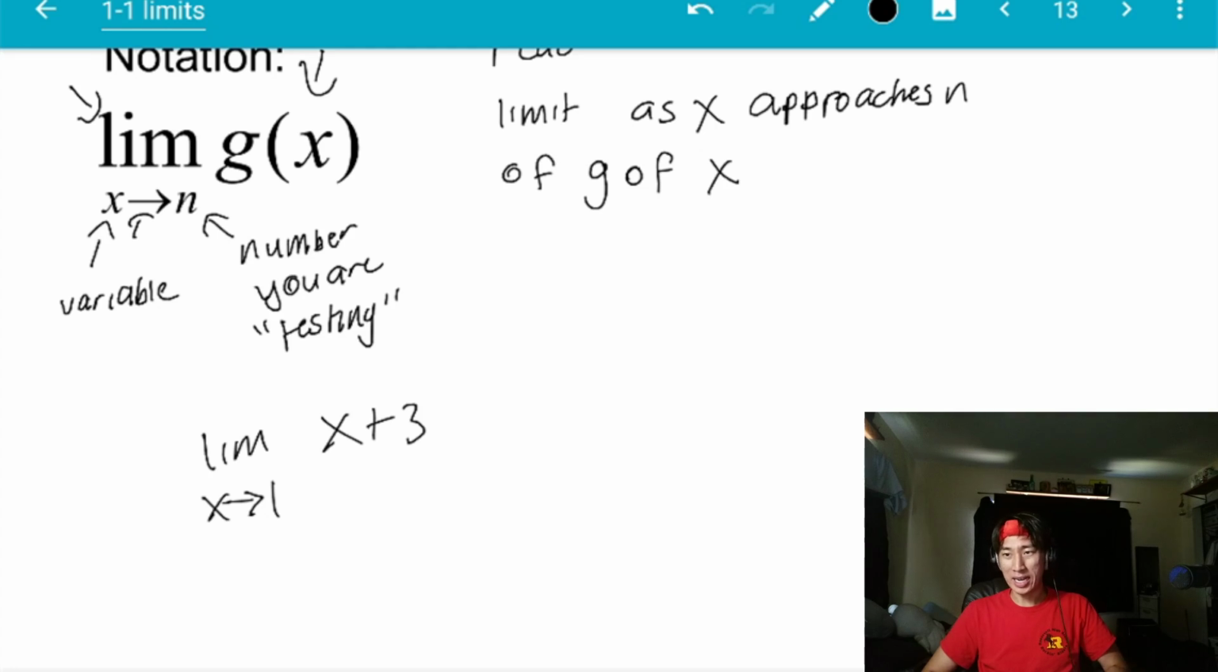If x is like 0.99999999999999999, it's going to be 3.99999999999, and so on and so forth. It just gets really, really close. But again, the whole idea with limits is we're saying, what happens when I get really, really, really close?